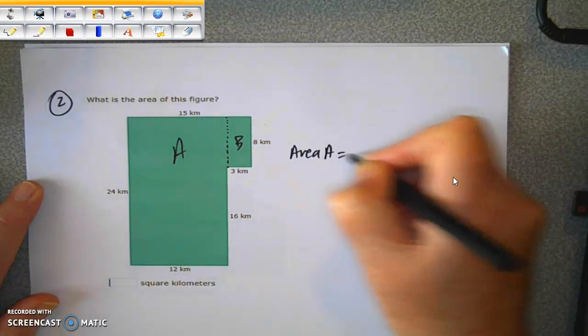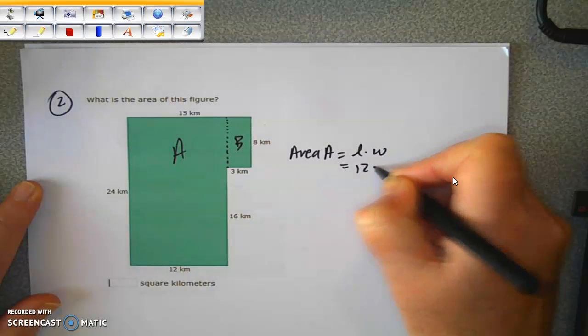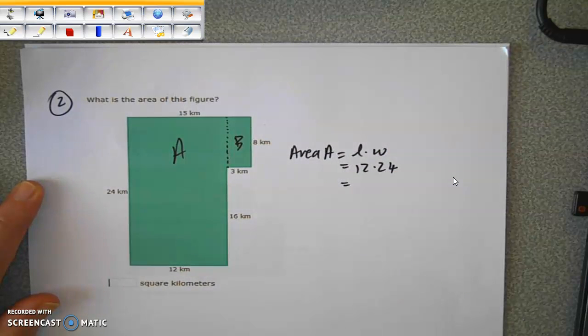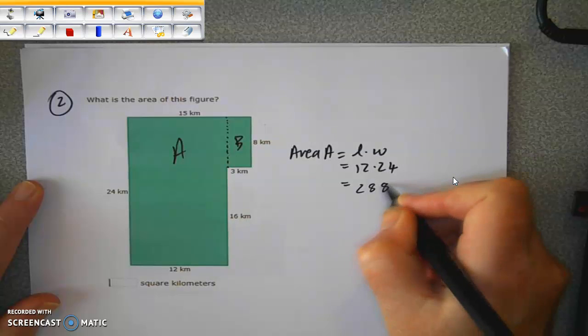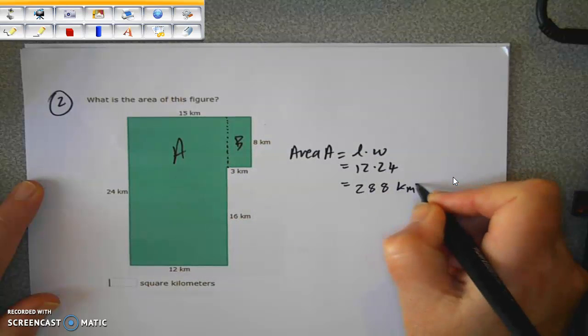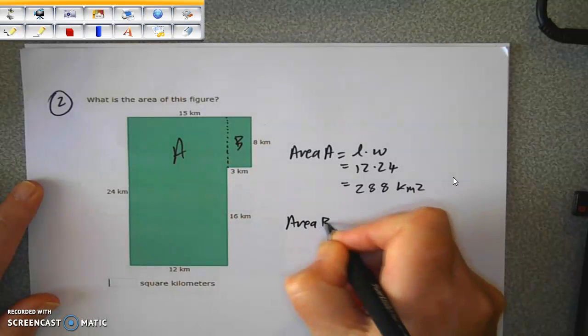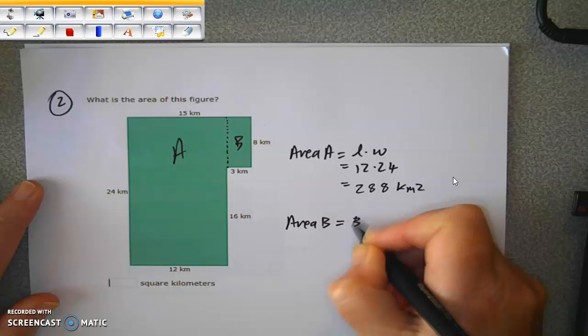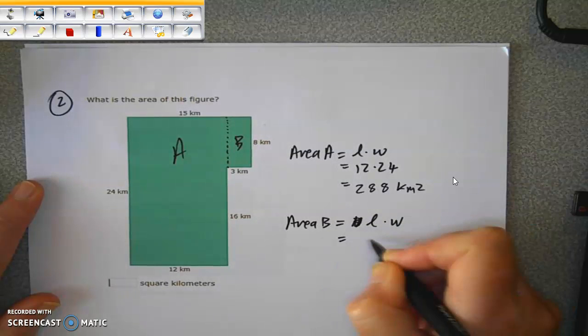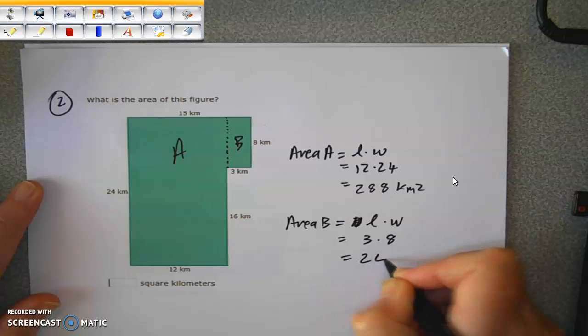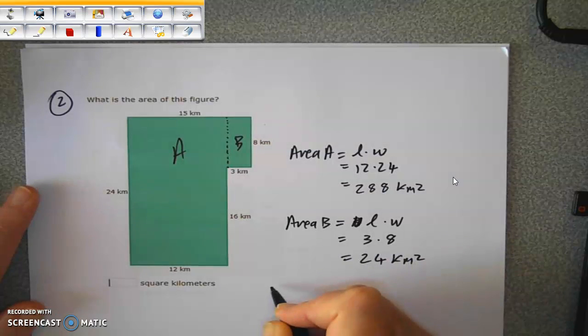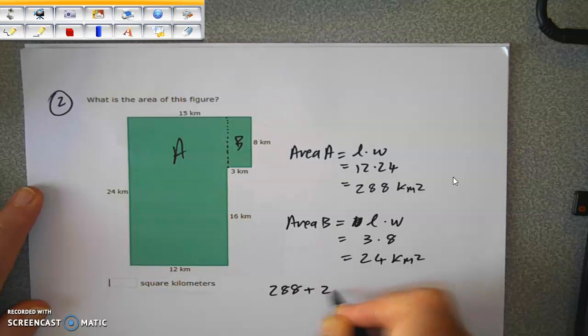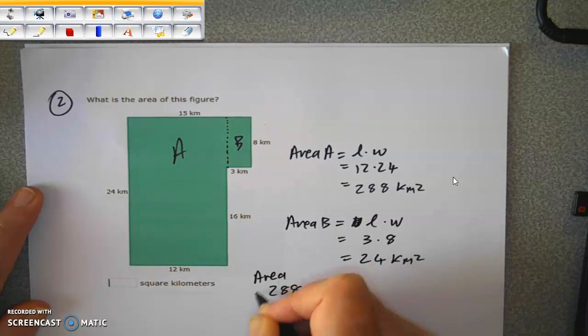Area of A is length times width, which is 12 times 24. And on my calculator, 288, and it is kilometers squared. And the area of B is 3. Well, let's write the formula first. Length times width, 3 times 8 is 24 kilometers squared, and then you add them together. So 288 plus 24. So the area is equal to that.